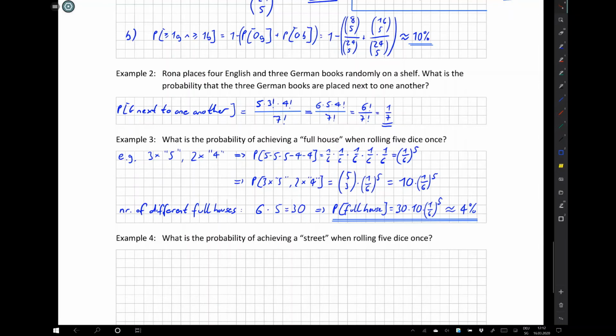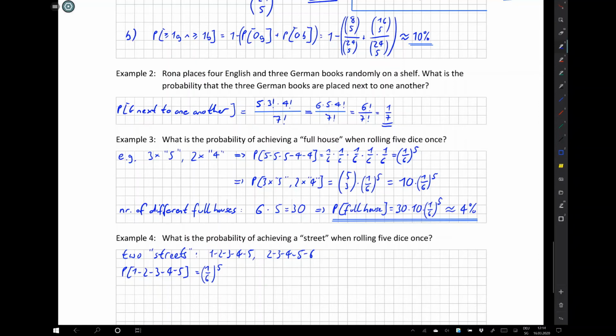Let's get now to example 4. There are 2 different streets possible when rolling 5 dice, so you can get 1, 2, 3, 4, and 5, or 2, 3, 4, 5, and 6. Again, let us assume that the dice are ordered or numbered, or that we just roll one after the other. And the probability of getting 1, 2, 3, 4, 5 in this order is obviously 1 divided by 6 to the power of 5.